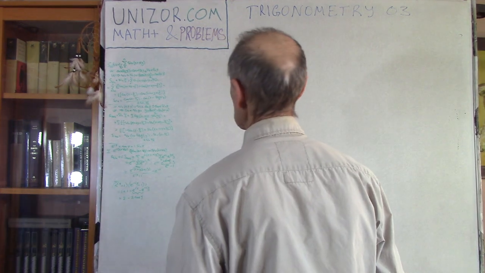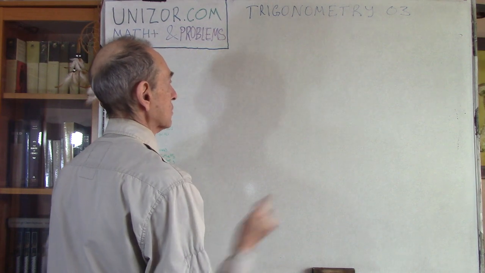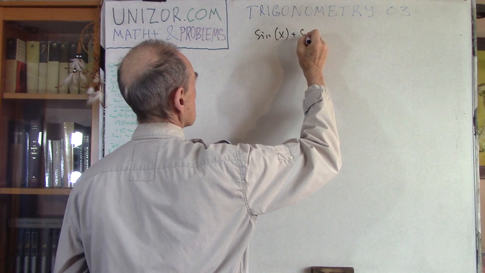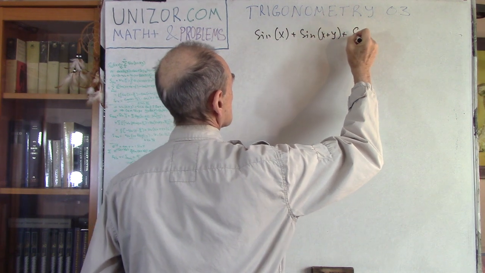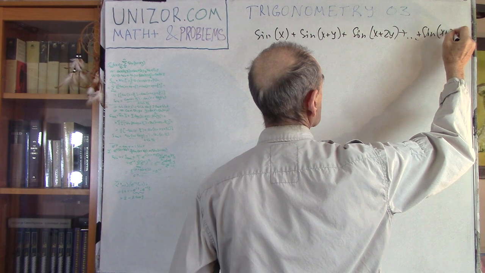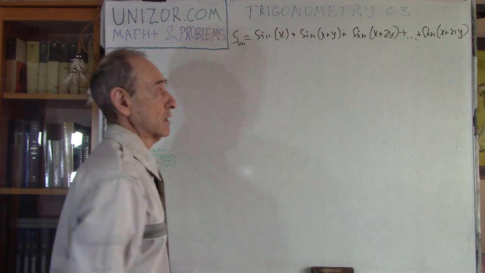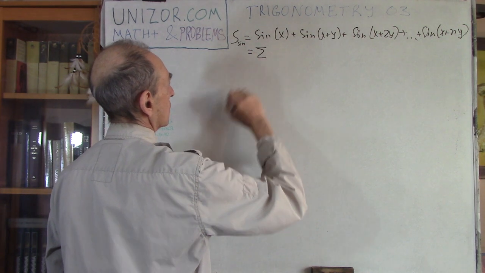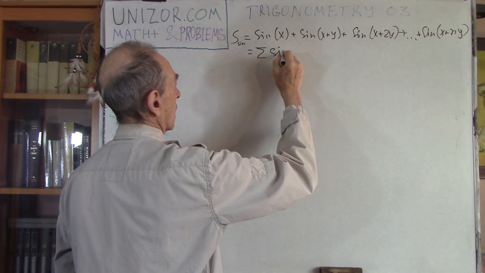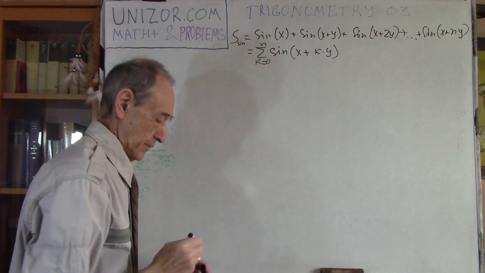Okay, so trigonometry, and here are two problems which are actually variations of the same problem. Consider you have a trigonometric series: sine of x plus sine of x plus y plus sine of x plus 2y, etc., plus sine of x plus n y. This is the sum which I would like to evaluate, or presented in a more compact form, the sum of sine of x plus k times y, where k is from 0 to n. So I have to evaluate that formula.